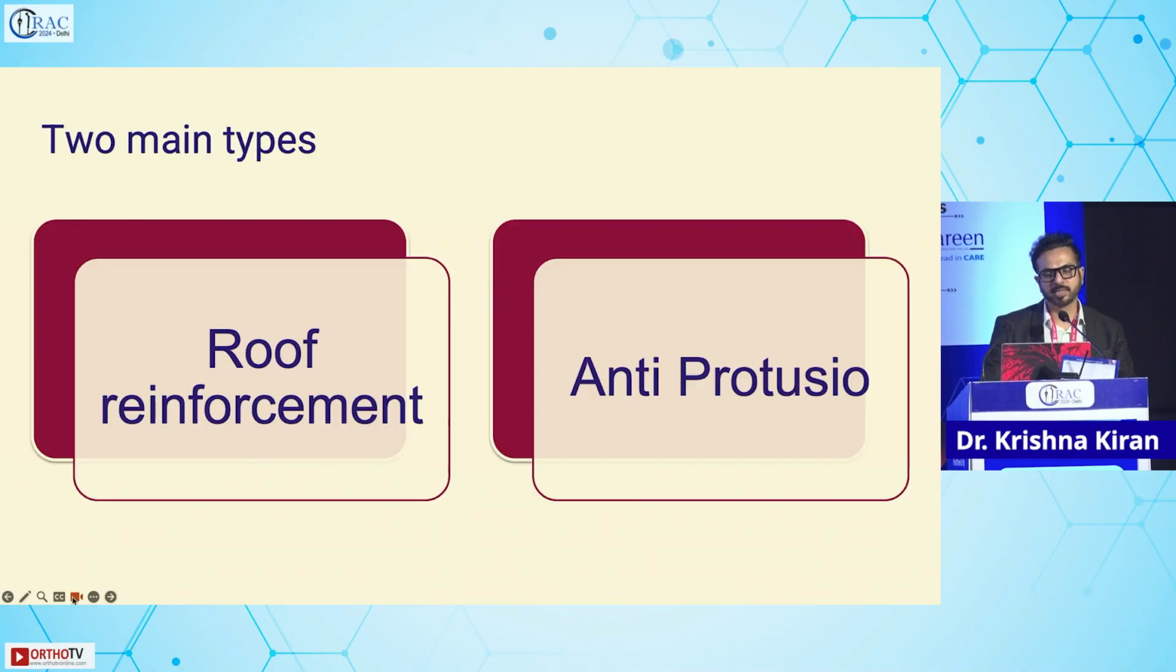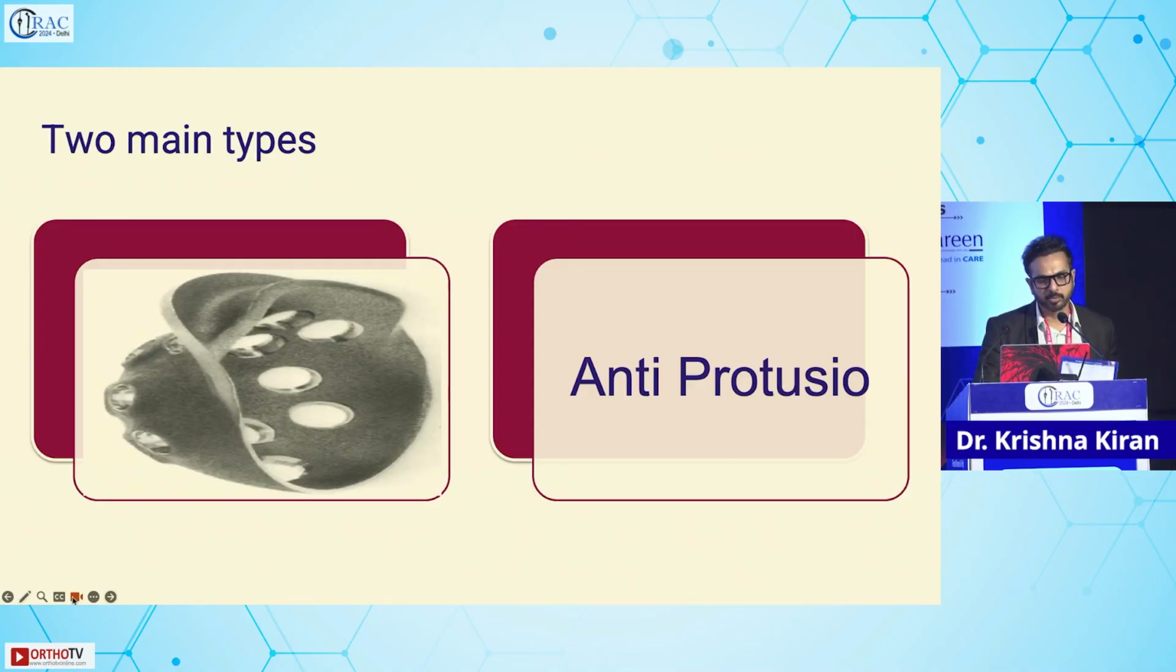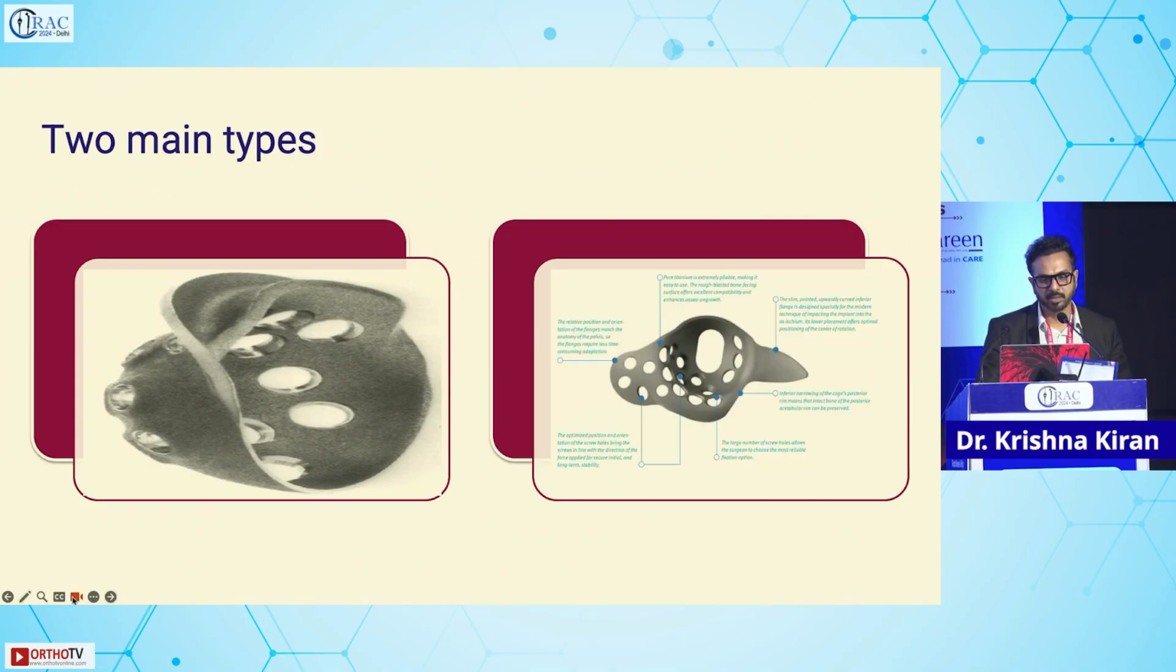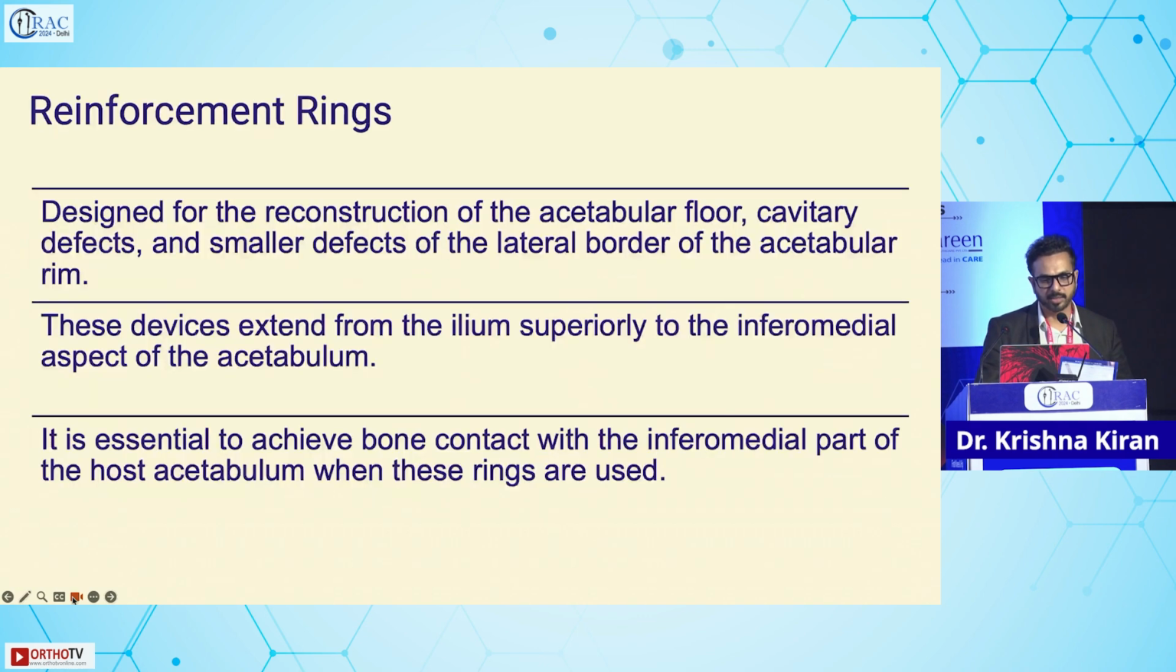The acetabular cages were used very often in the past, but nowadays the use of cages has been on the decline. There are two main types of cages, the roof reinforcement cages and anti-protrusio cages. The roof reinforcement cages are like the Muller's ring, and the anti-protrusio devices have got an ischial flange to bridge the ilium, ischium and pelvis together.